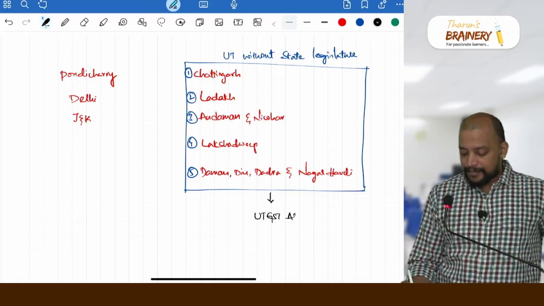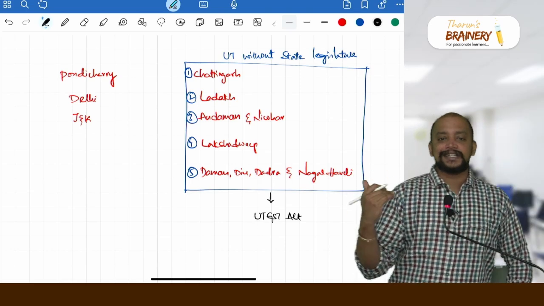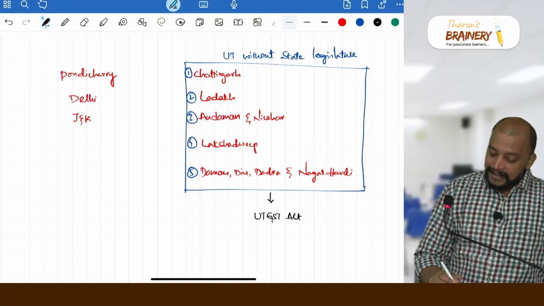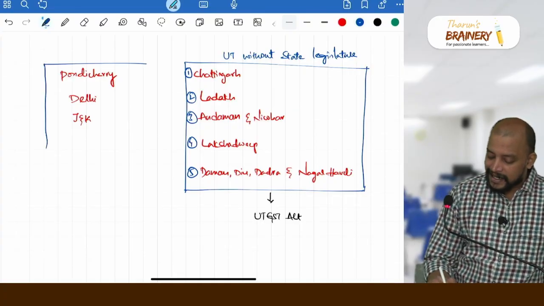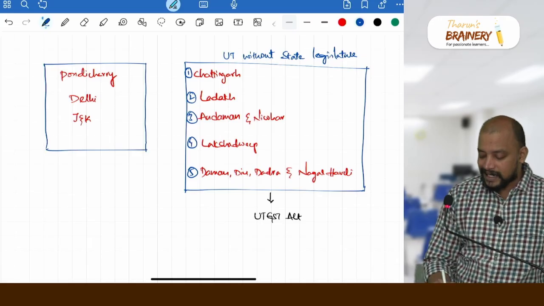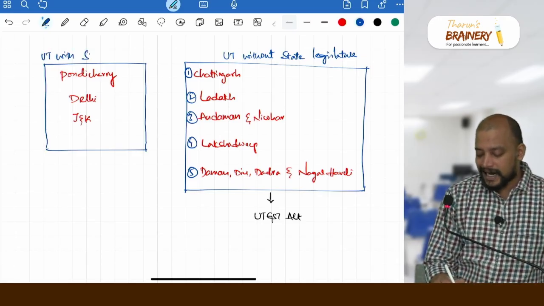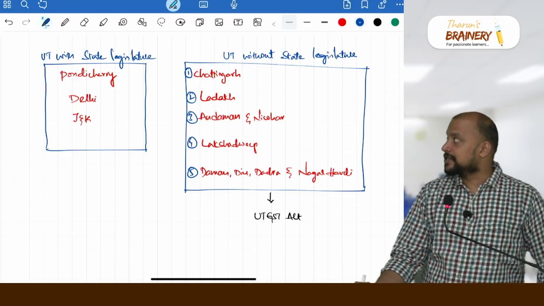UTGST Act is applicable in this case. It is not SGST Act. It is UTGST that will be applicable. Got it? Whereas these 3 union territories are called union territory with state legislature.